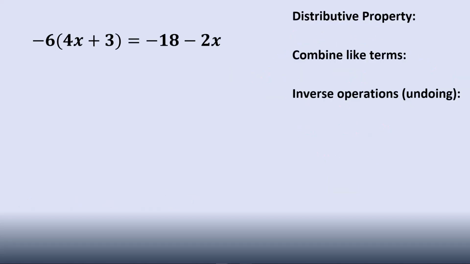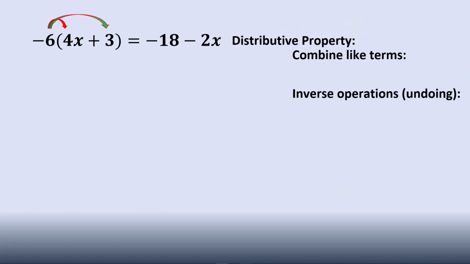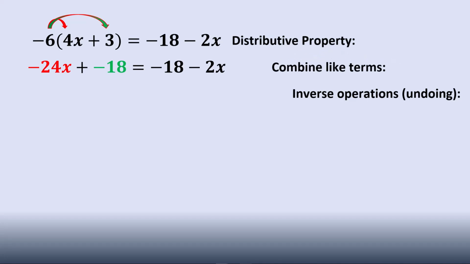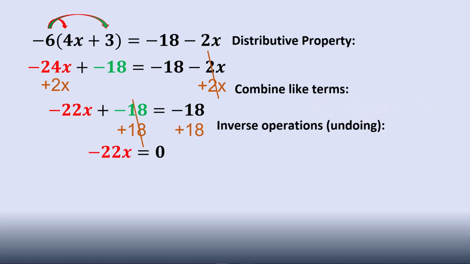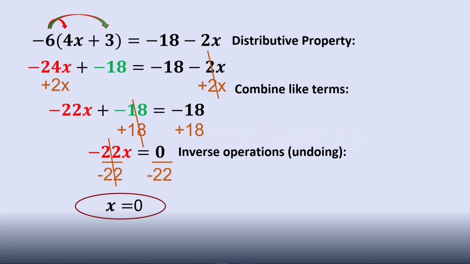Here we distribute the negative 6 to become negative 24x and negative 18. We collect the terms on one side by adding 2x to both sides, and we get negative 22x plus negative 18 equals negative 18. We add 18 to both sides, and we get negative 22x equals 0. 0 divided by negative 22 is simply 0.